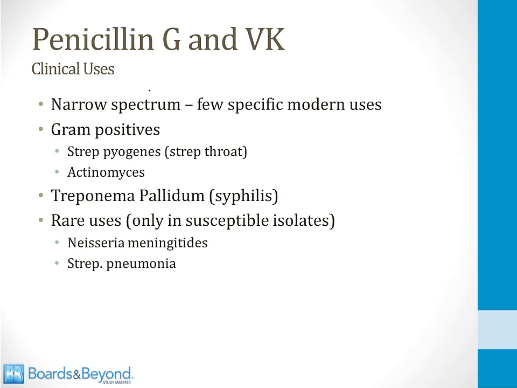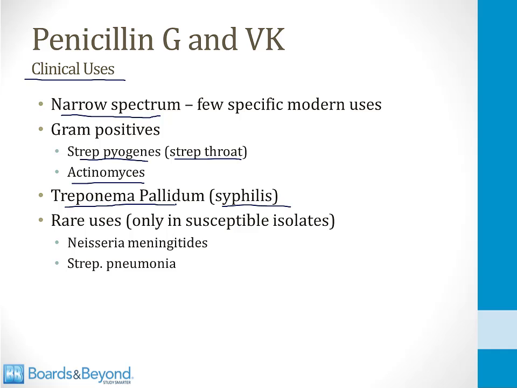Back to our discussion of the natural penicillins, penicillin G and VK, let's talk about the clinical uses of these antibiotics. In general, the natural penicillins have a narrow spectrum, and there are only a few specific modern uses for these drugs. When the natural penicillins were first developed, they had very good activity against gram-positive bacteria. However, over the years, many bacteria have developed resistance. In the modern era, they're still used to treat a couple of gram-positive infections. One of those is strep pyogenes, which causes strep throat. Another one is actinomyces, which is a gram-positive anaerobe found in the mouth. The natural penicillins are the treatment of choice for syphilis, which is caused by the spirochete Treponema pallidum.